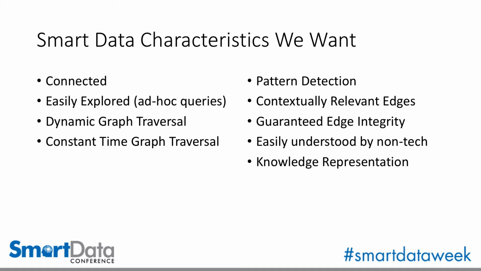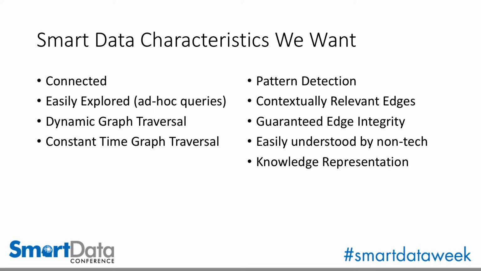Constant time graph traversal is an important one. That may get a little technical, but it gets into the nature of how the data is being stored at a storage level. If you have a graph store that relies on indexes, you still have to do joins. And when you have to do joins, the further away you get from the thing that you're looking at, the longer it takes and the slower it is.